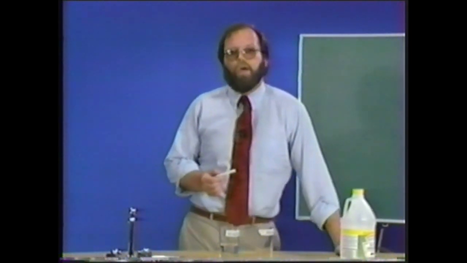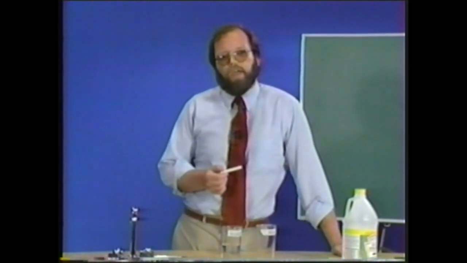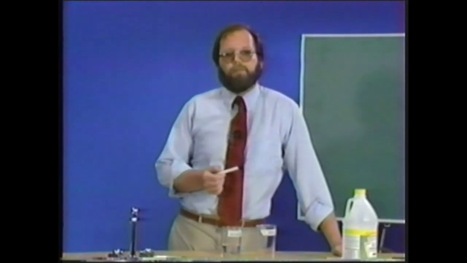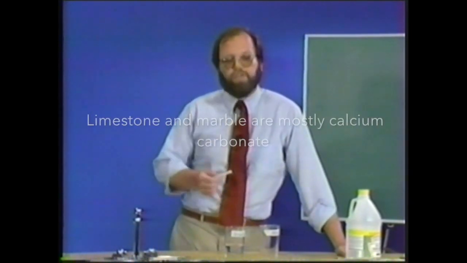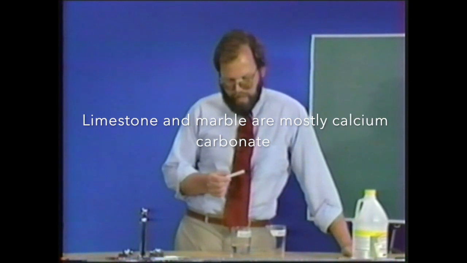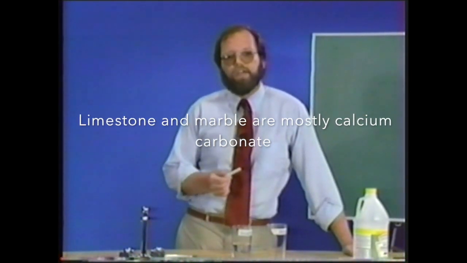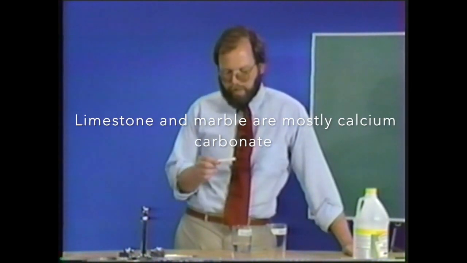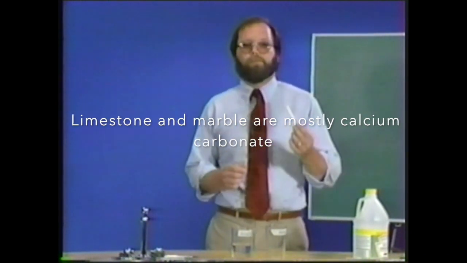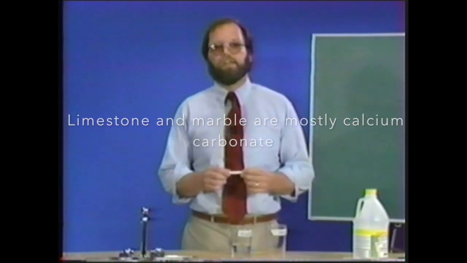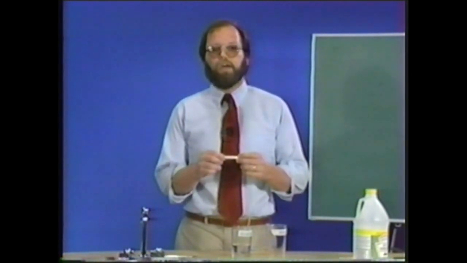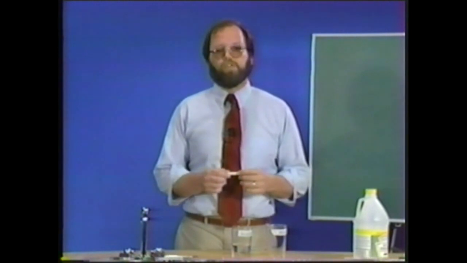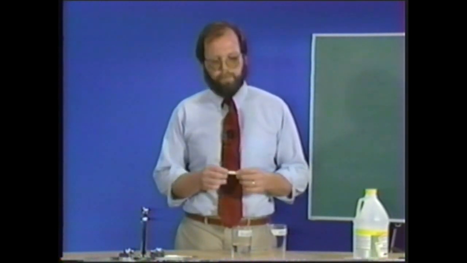Limestone, which is a building material, is mostly calcium carbonate. Marble, another building material and a material that's used to make statues, is also mostly the chemical substance calcium carbonate. So with a piece of chalk, we can study how acid rain affects, say, marble statues or buildings made out of limestone.